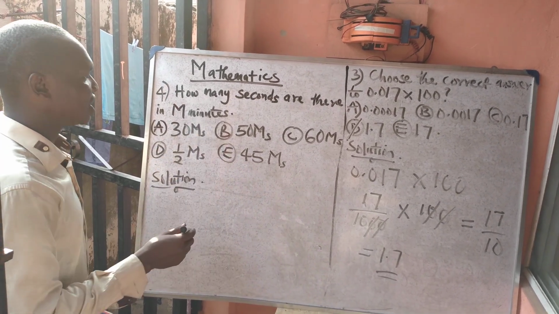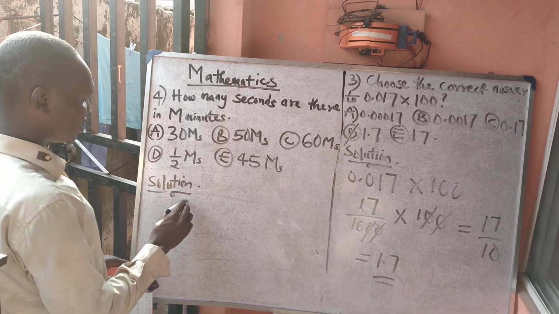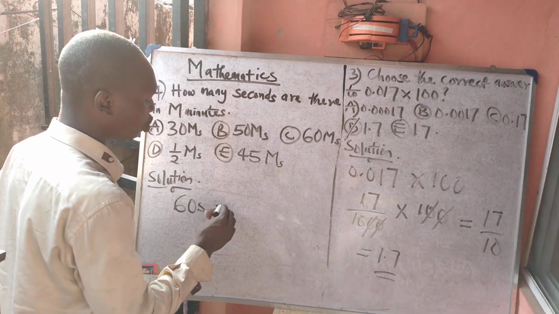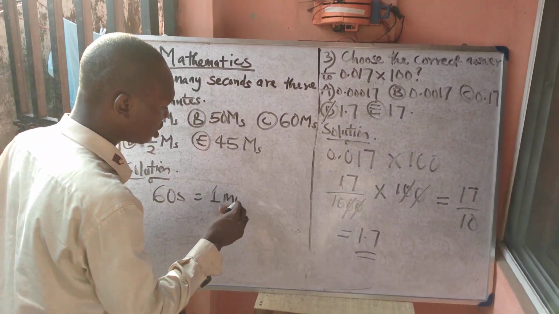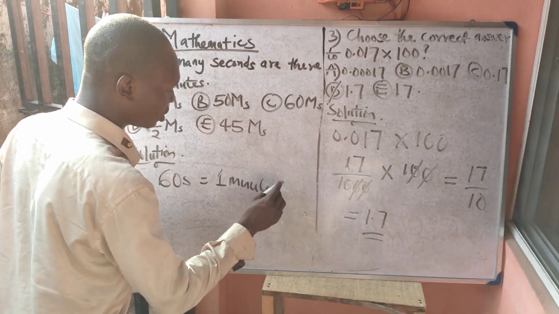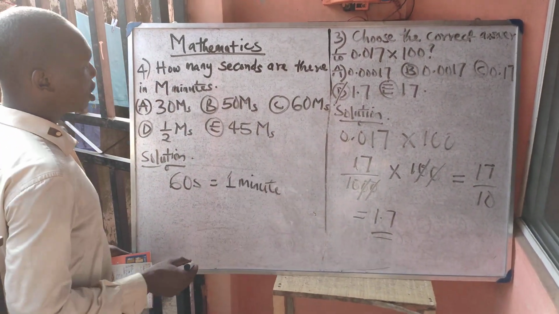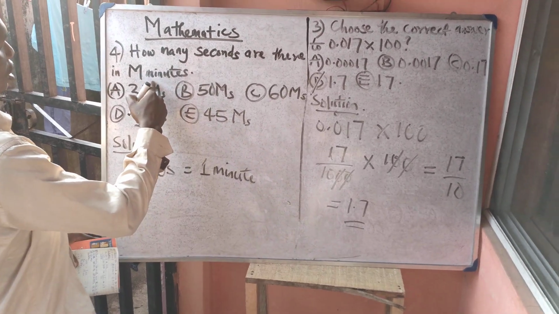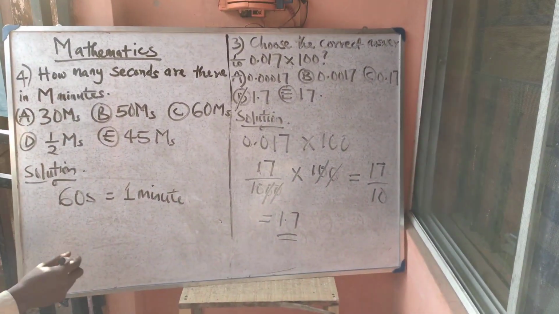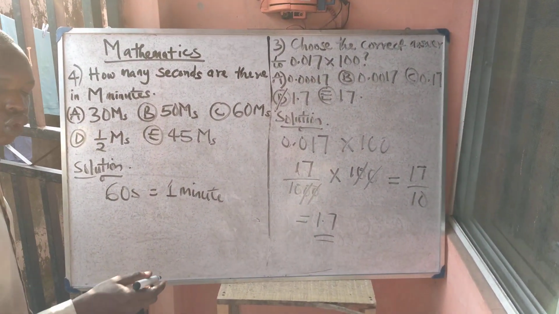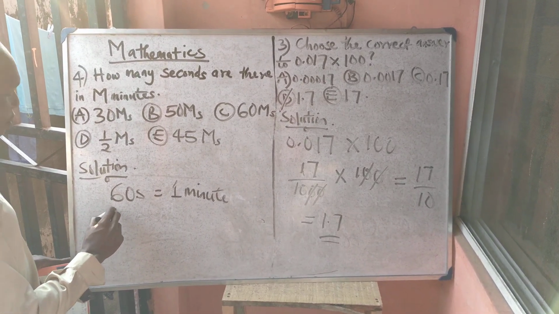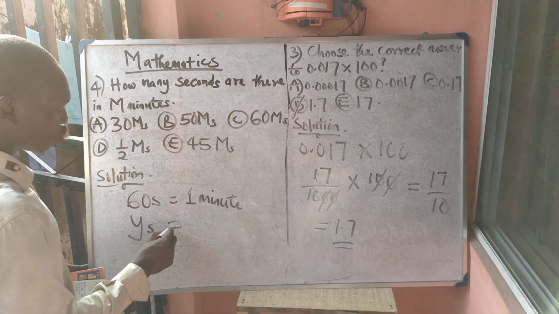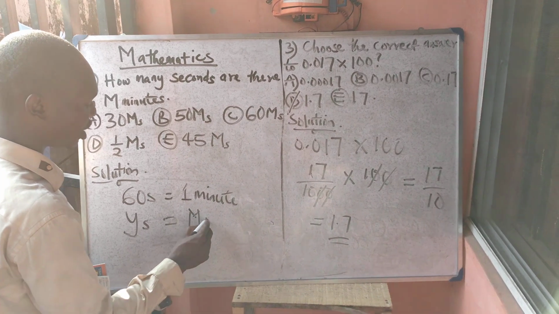They said how many seconds are there in m minutes? Now we know that 60 seconds is equivalent to 1 minute. Of course, we know that. And then we said, how many seconds can you find in m minutes? Let the number of seconds in m minutes be equal to y. So y seconds will be equal to m minutes.